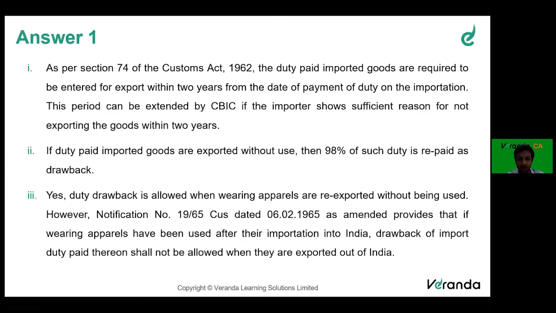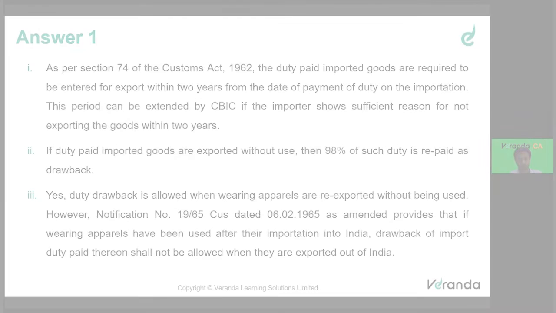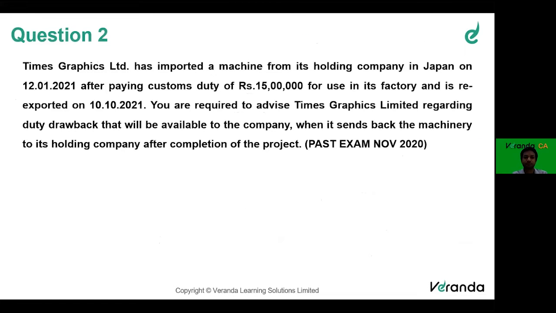So the answer for this third question is yes, duty drawback is allowed when wearing apparels are re-exported without being used. As I said, if you import and re-export without use certain products like tea, chest, wearing apparels, food products, no problem. You get duty drawback. But if you use these products, then there is no drawback. However, Notification 19 as amended provides that if wearing apparels have been used after their importation into India, drawback of import duty paid thereon shall not be allowed when they are exported out of it. Right? We go to the next question.